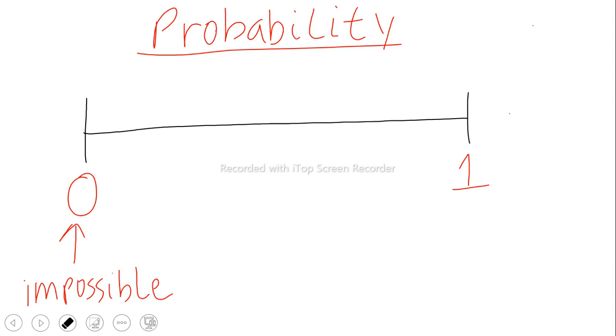Okay, so 0 means impossible. 1 means, what do you think 1 means? Possible. A whole. More than possible.